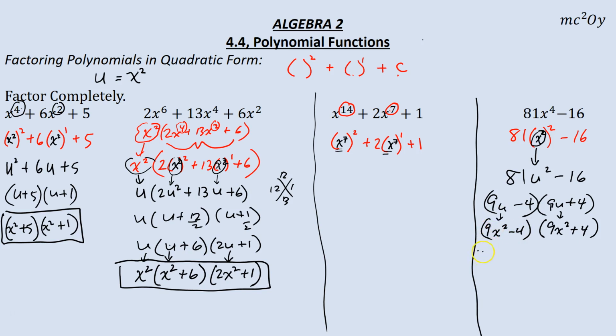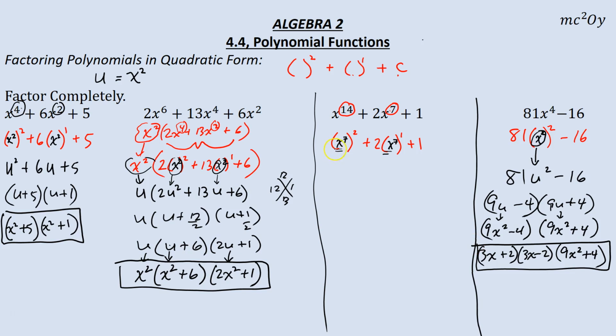The square root of 9x squared is 3x. Square root of 4 is 2. 3x plus 2, 3x minus 2. So I've got a difference of 2 squares when I put that x squared back in. And here, the sum doesn't matter with the perfect square, so we'll just leave it like that. All right. So that's pretty cool. It's a nice way to factor.